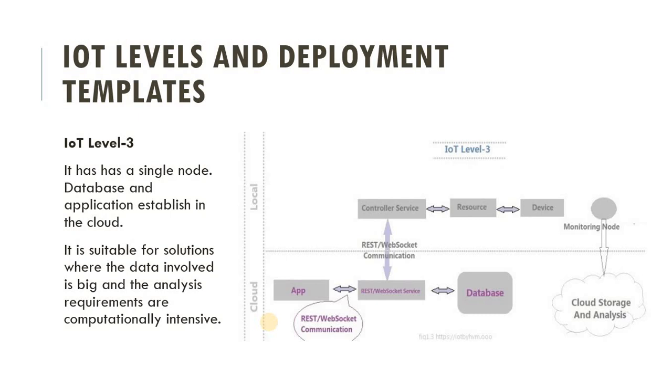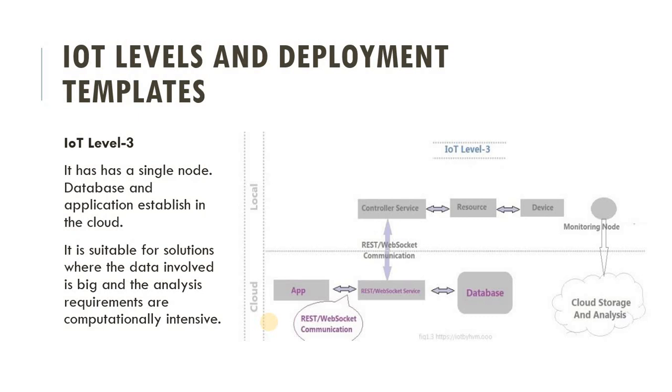Now the IoT level 3. In this figure you can see that the application, database and analysis are all done at the cloud level. So it has a single node. IoT level 3 system is used when you have a single node, with the database and application established in the cloud, and the data analysis is also done at the cloud.